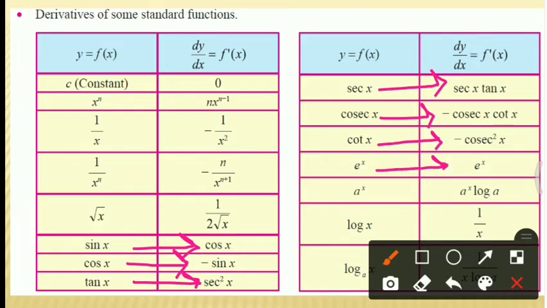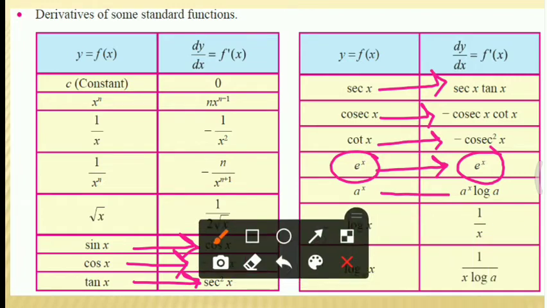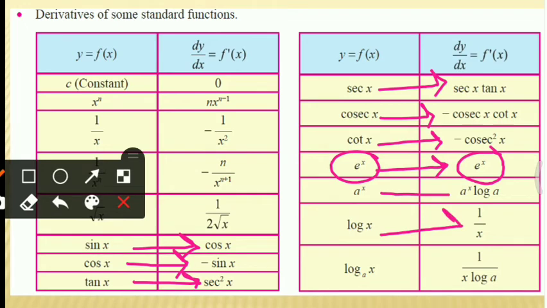Derivative of e raised to x is e raised to x. It is one of the easiest formulas for derivatives, because the derivative of e raised to x remains the same. Derivative of a raised to x is a raised to x into log a. Derivative of log x is 1 by x, and for another logarithmic function having base a, its derivative is 1 upon x into log a. So these are some formulas for derivatives of some standard functions.